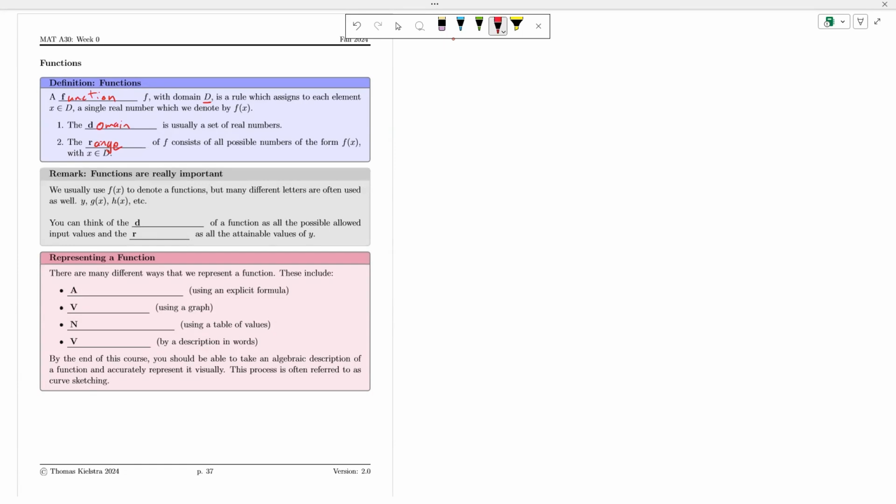Now, functions are really important. They're one of the most used and most critical things we have in mathematics. To denote them, we usually use f of x if f is available, but many different letters are often used. We'll use y, g of x, h of x, and etc. And these additional letters are used if I use more than one function. You can think of the domain of functions as all the possible allowed input values, and the range is all attainable values of y.